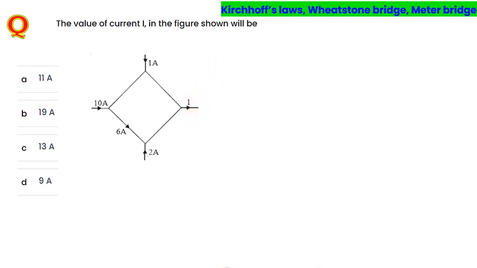See, for this one, let me tell you, according to Kirchhoff's law, the current entering a junction will be equal to the current exiting out. So I just mentioned the current which will be exiting out. That's what it says according to Kirchhoff's law.